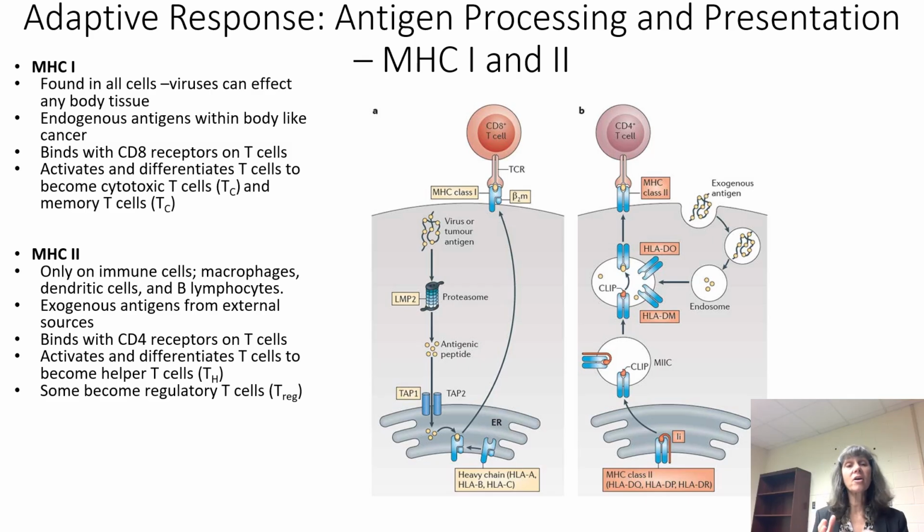However, there are major histocompatibility class 1 receptor proteins that are found in all cells because viruses can affect any body tissue. And so these are going to deal with endogenous antigens within the body like cancer or viruses, and those bind specifically with CD8 receptors on T cells, and then those T cells will differentiate and be activated to become cytotoxic T cells and memory T cells.